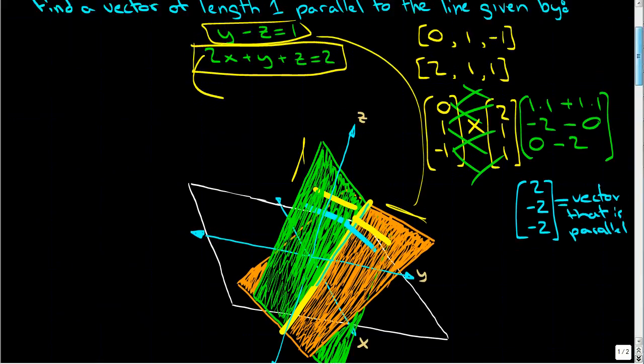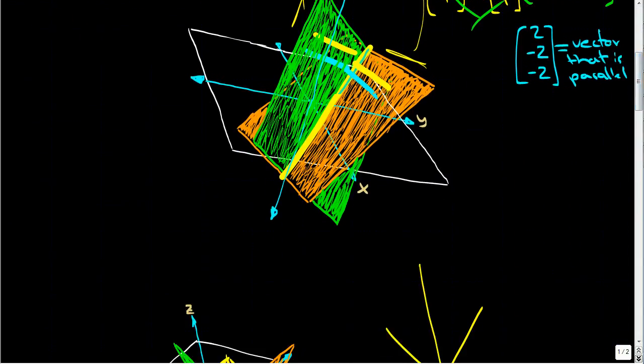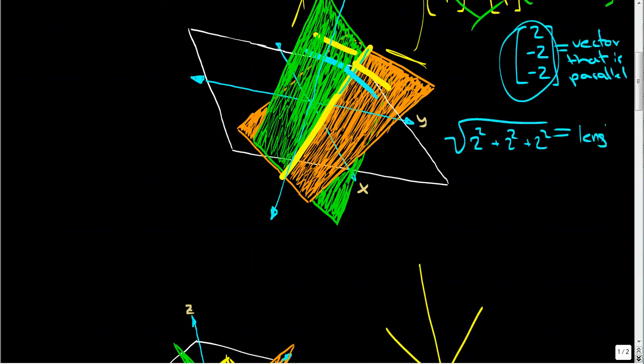The other condition of the question was to find a vector of length 1 that's parallel to both of those planes. We know that the length is the square root of each component squared, so 2 squared plus 2 squared plus 2 squared. Of course, the negatives will cancel, and that is going to be equal to our length. Since the length has to equal 1, we take a scalar x times this vector to give us a vector whose length is equal to 1.